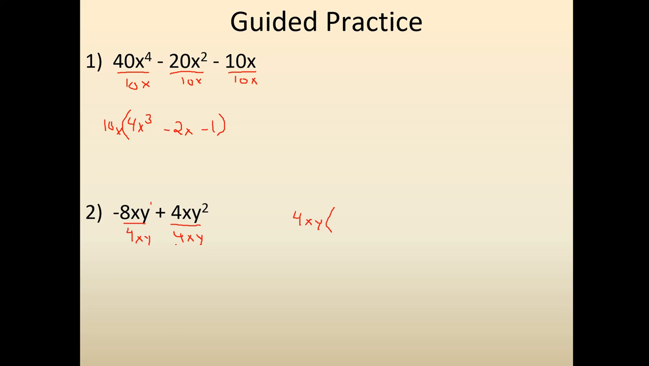Then I'm just going to divide all these terms. So negative 8 divided by 4 is negative 2. xy divided by xy cancels out. Plus 4 divided by 4 is 1. x divided by x cancels out. y squared divided by y is just a y. So I'm left with this as my factor.